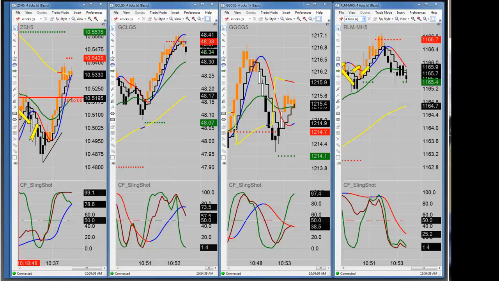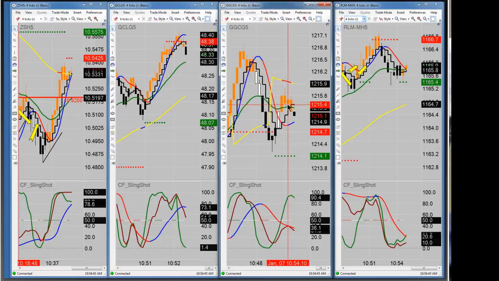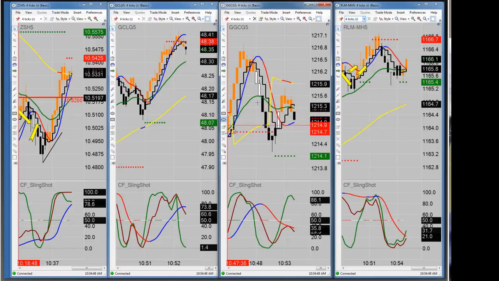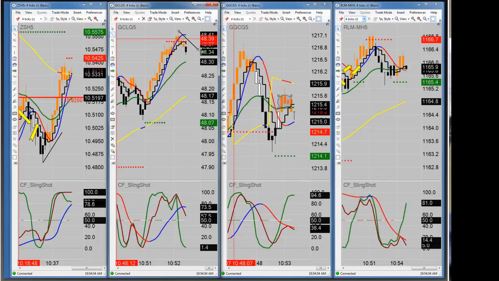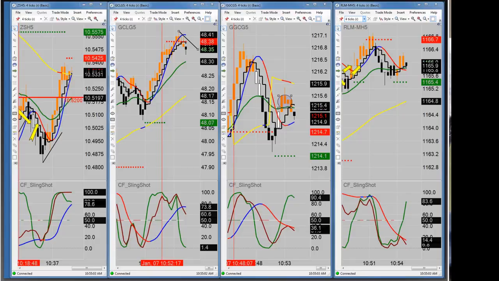The ES has got a long trade here. Crude oil's putting together a long trade. Gold is putting together a short trade. Actually, gold already did. Gold already did back here. So I missed that one. The ES has a momentum long trade if it closes up on the current bar.